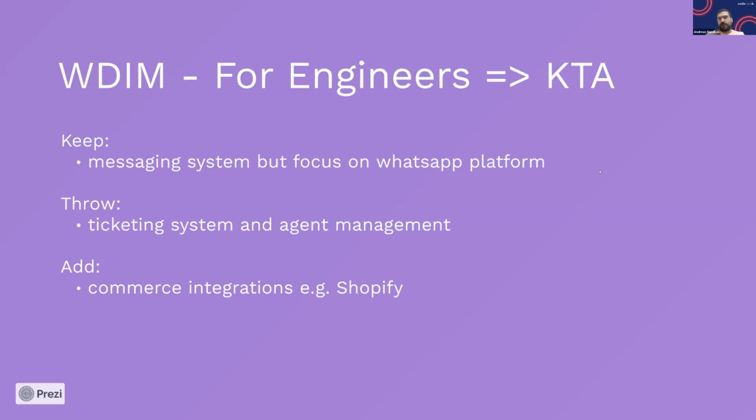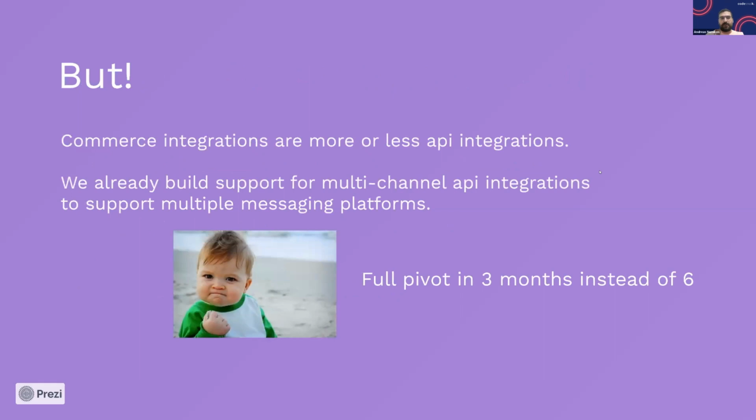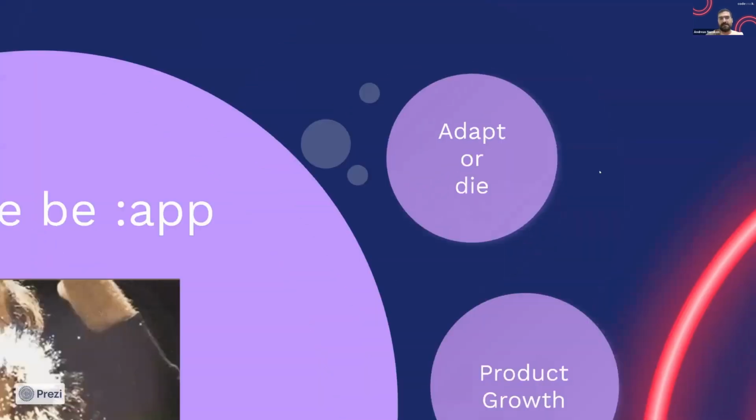We started with a messaging system; we're going to keep that, but focus now on the WhatsApp platform. We're going to throw away the ticketing system and the agent management because we're not doing customer support now. And we're going to add a lot of commerce integrations, for example, API integrations to Shopify. But because we had a flexible code base, and commerce integrations are more or less another type of API integration, and we had already built multi-channel support for API integrations to support multiple messaging platforms, we were able to execute a full pivot of the company in about 3 months instead of the usual 6.